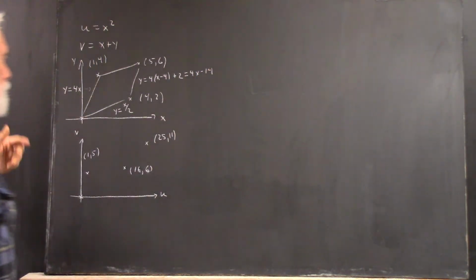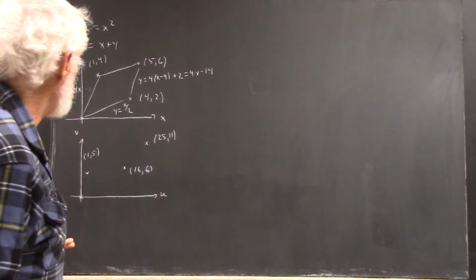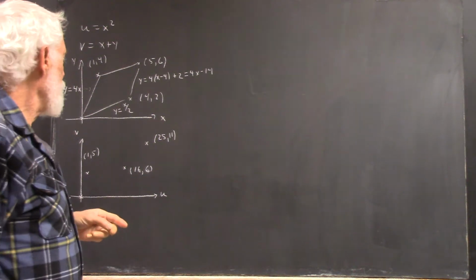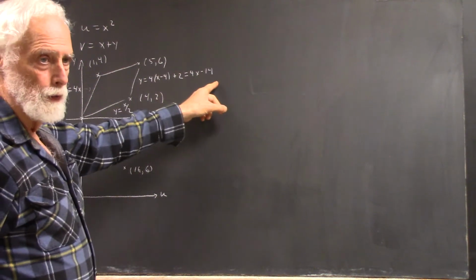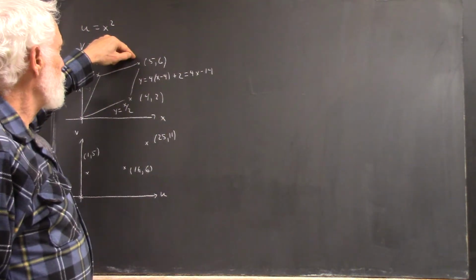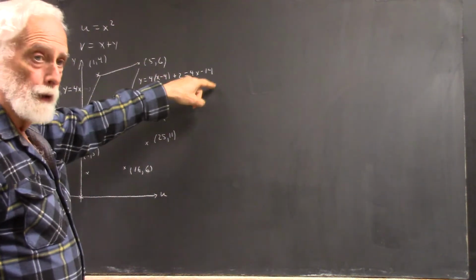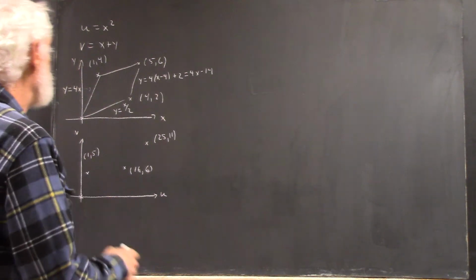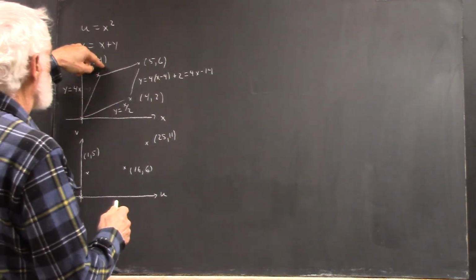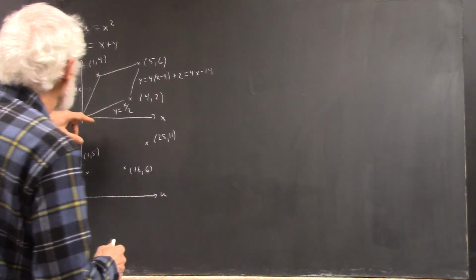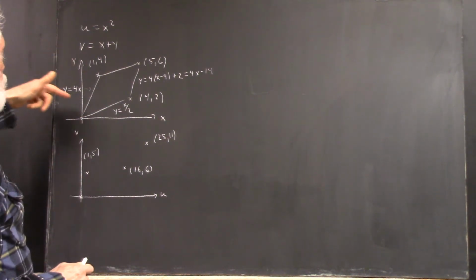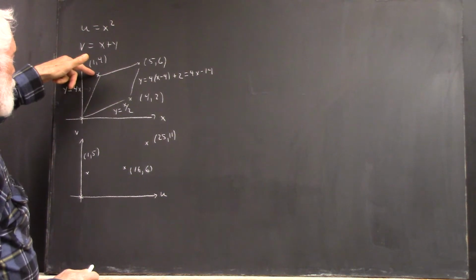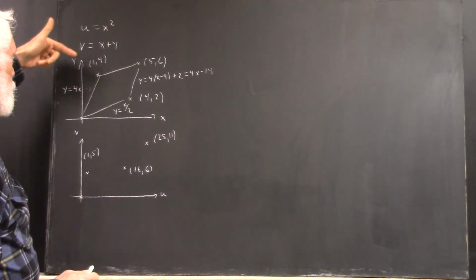I believe that comes out y equals 4x minus 14. We can check that. If x equals 4, 4x minus 14 is 2. If x equals 5, 4x is 20 minus 14 is 6, so that works. And this line is shifted over 1 unit and up 4 units.